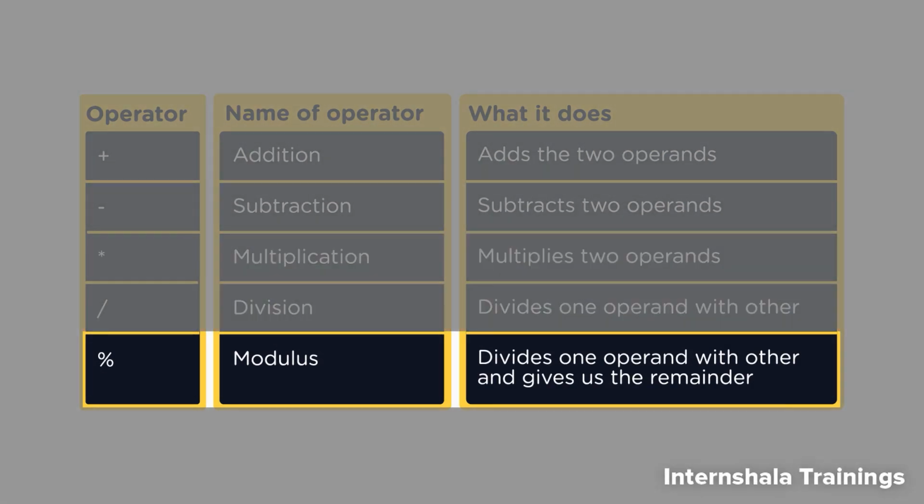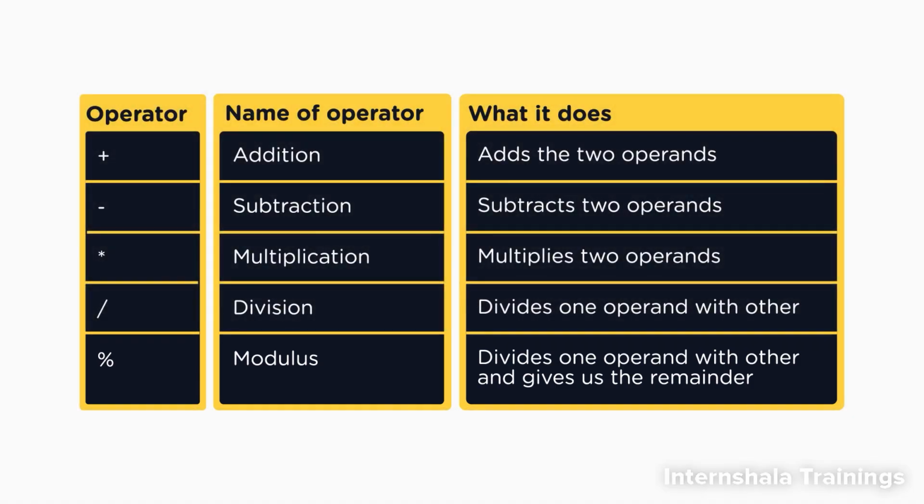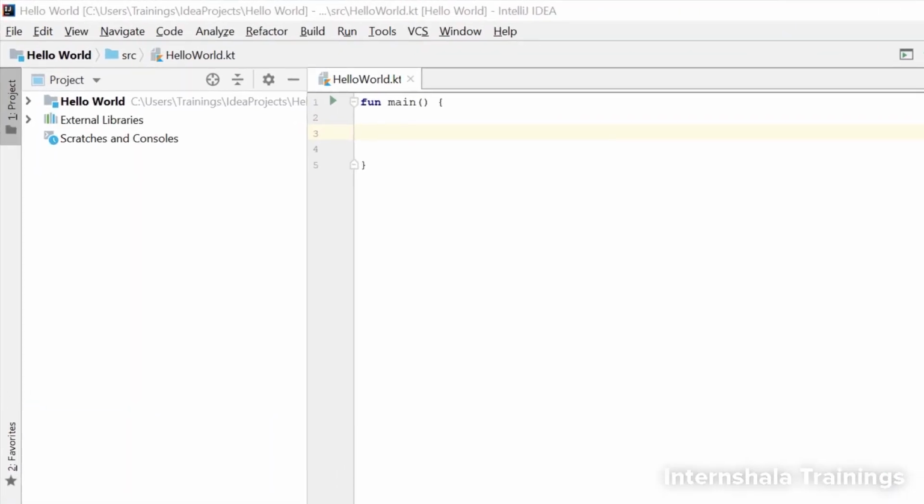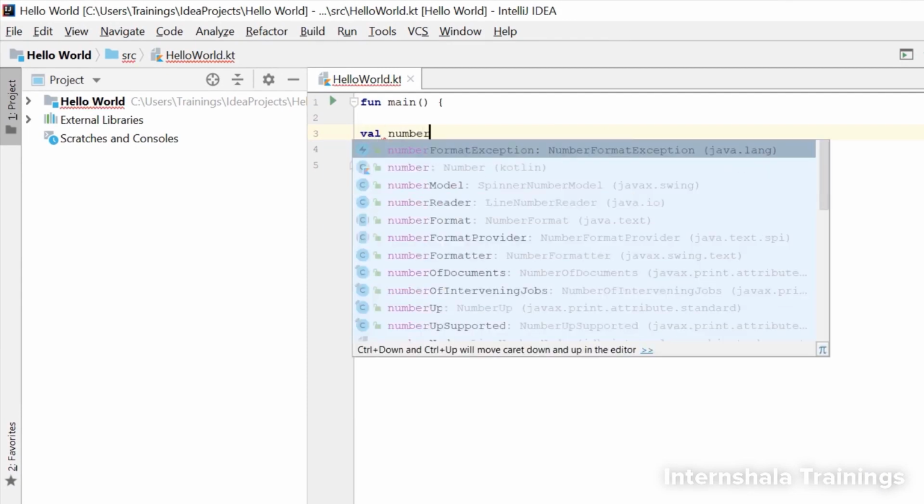This modulus operator may be new for some of you, and it is used to divide a by b and returns the remainder of this division as the result. So that was about the arithmetic operators. But let's look at how these are used in programming. So let's open our IDE, start a new program and start typing.